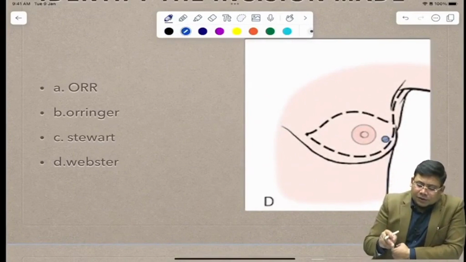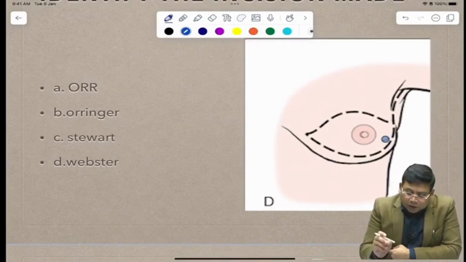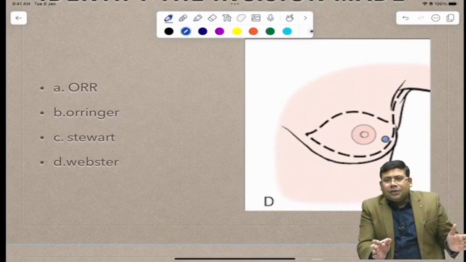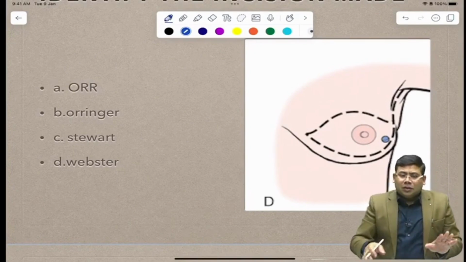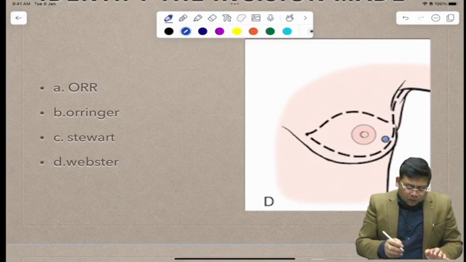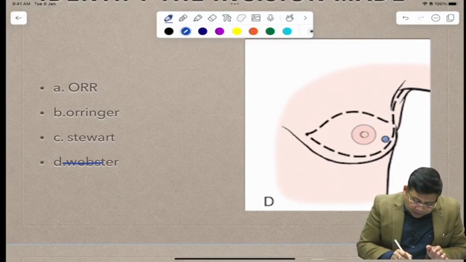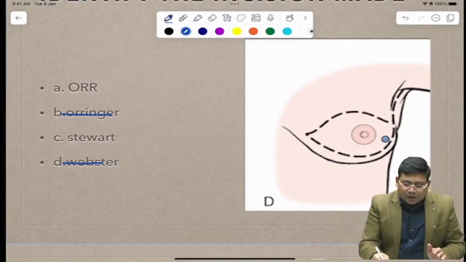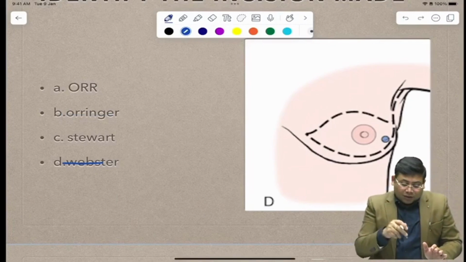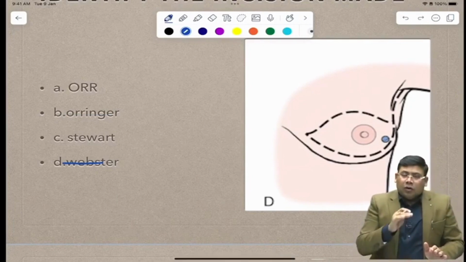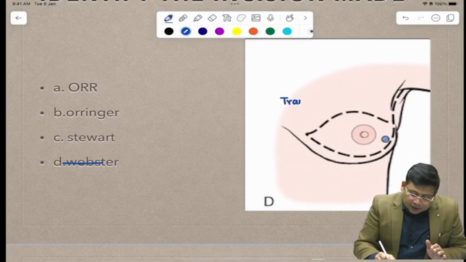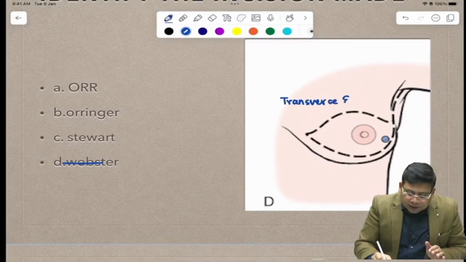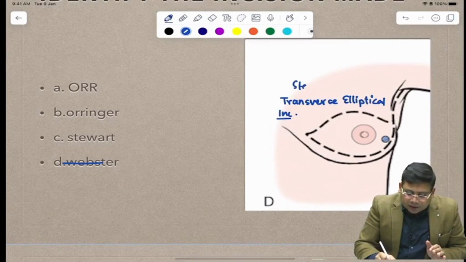Students, what is the incision that has been made over the breast? Now if you see, this incision is not a short incision, it's a big incision covering the entire medial to lateral margins of the breast. So this would never be for benign surgeries. So remember, Webster's and Stewart's and Orr's, there is nothing known as Oringer surgery. So Webster's couldn't be there. Now what is Stewart, what is Orr? Let us understand. Transverse elliptical is Stewart and oblique elliptical is Orr, and this is a transverse elliptical incision. So the transverse elliptical incision of the breast is what is known as the Stewart incision.